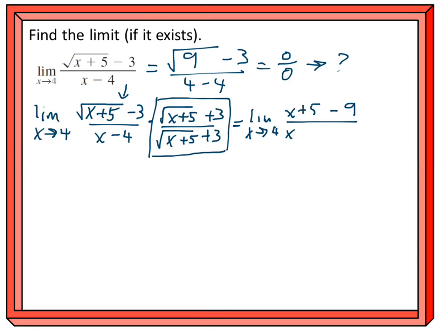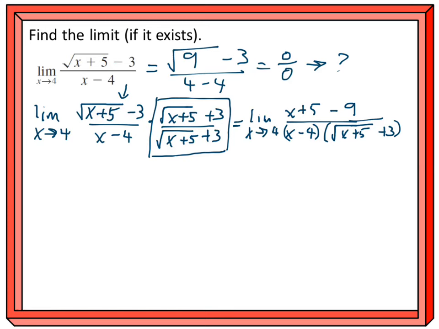and then on the bottom we're just going to keep it factored, so I'll put the x minus 4 in parentheses, and then the other bit that we just multiplied by we'll put in parentheses too. So the square root of x plus 5 plus 3 still in parentheses.